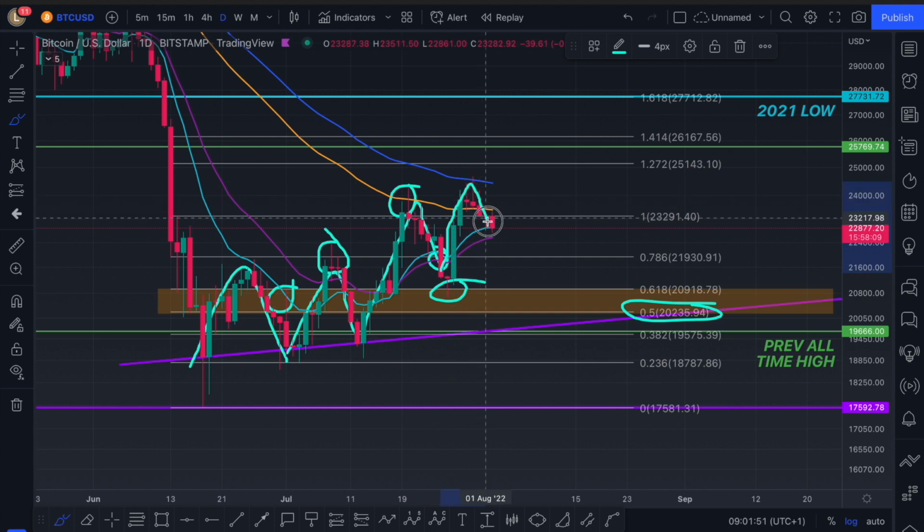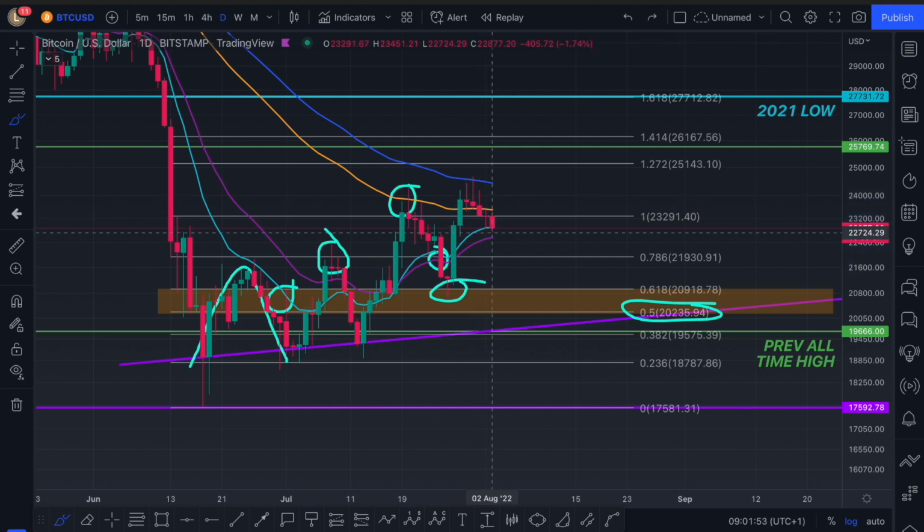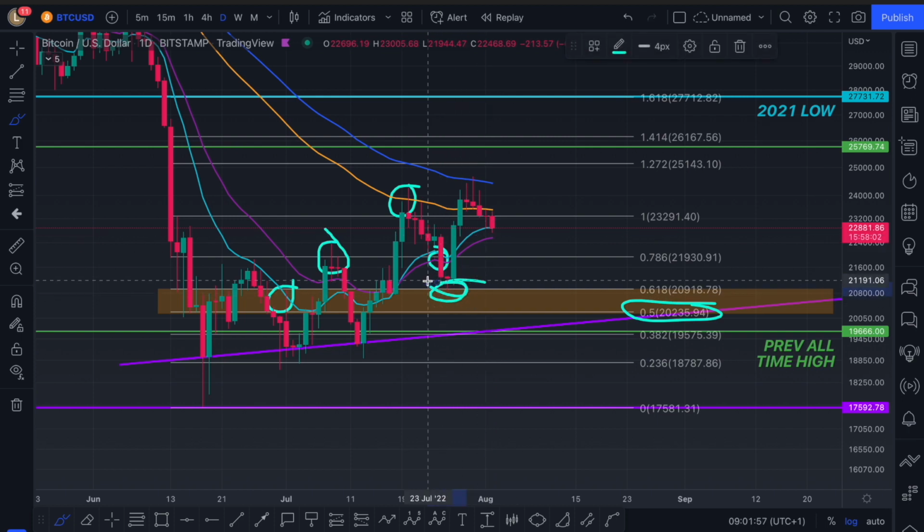Every time you run into the EMAs, you dump. I told you about this yesterday. So all those bears now getting super excited, they need to go and break this low. They need to lose this, and then they need to lose this 18.6k. Do you see how many supports they need to lose to actually flip this bearish?